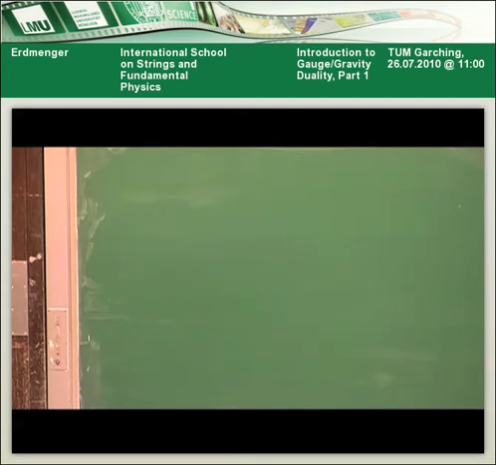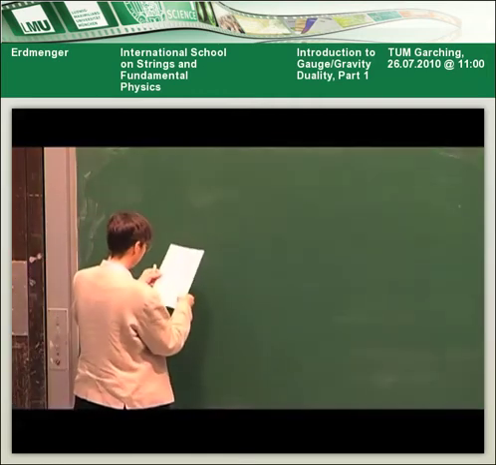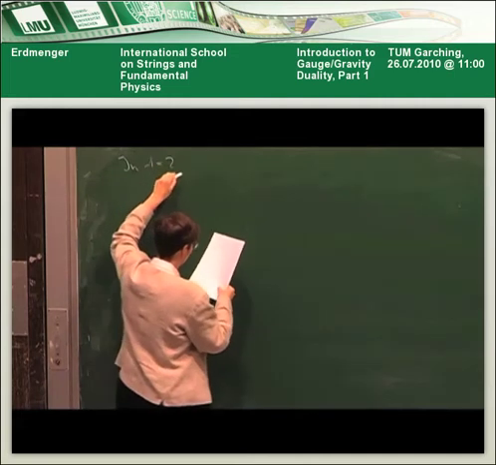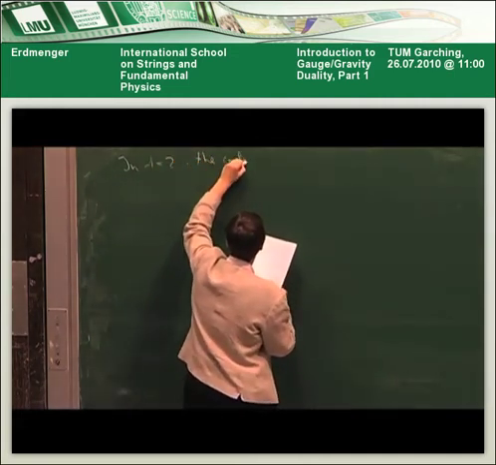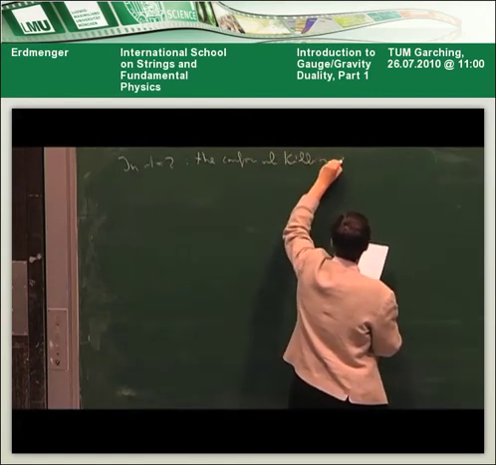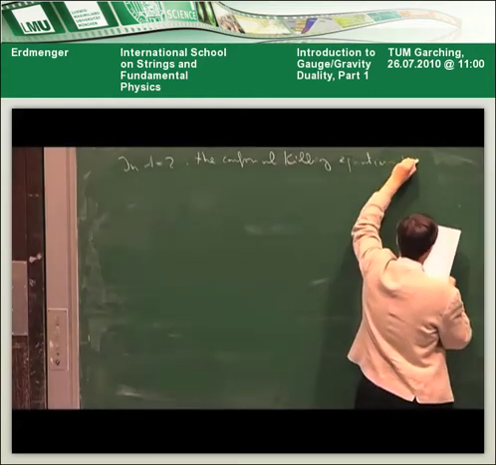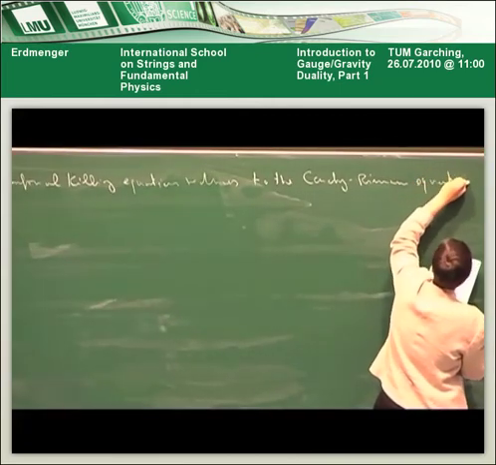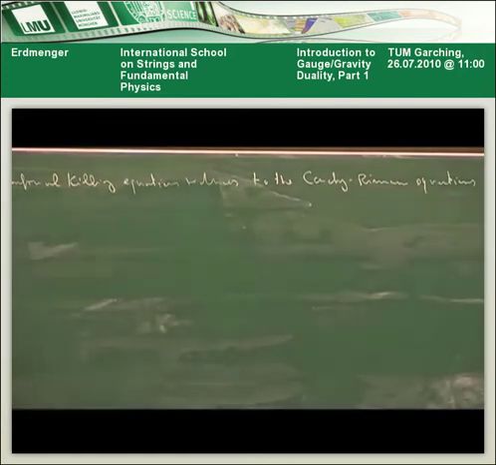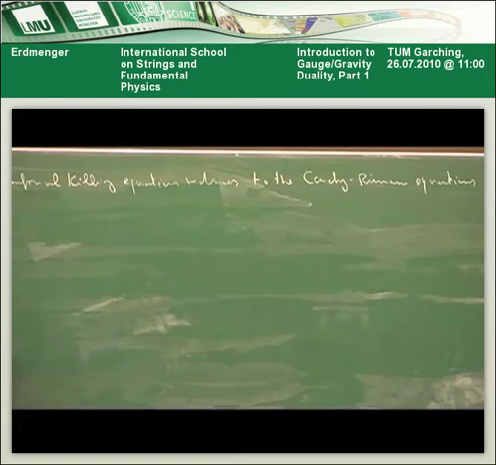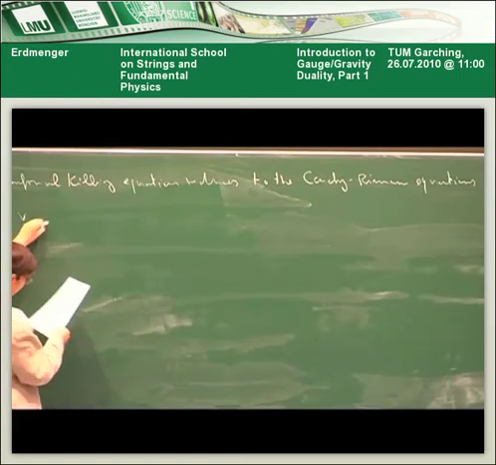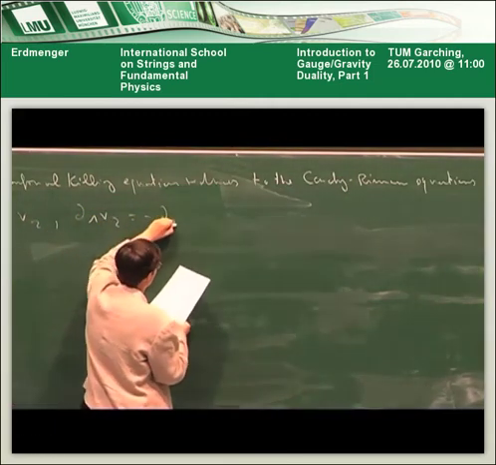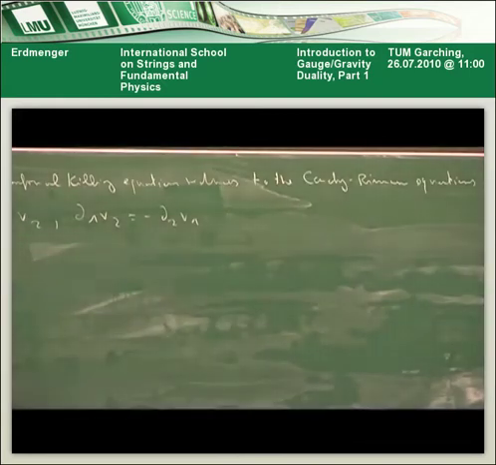Okay, so let me just quickly write this down. In 2 dimensions, the conformal Killing equation reduces to the Cauchy-Riemann equations. I can look at the different components and insert them into the conformal Killing equation, and then I just have ∂_1 v_1 = ∂_2 v_2, and ∂_1 v_2 = -∂_2 v_1. And as you already pointed out, this means I have infinitely many solutions.